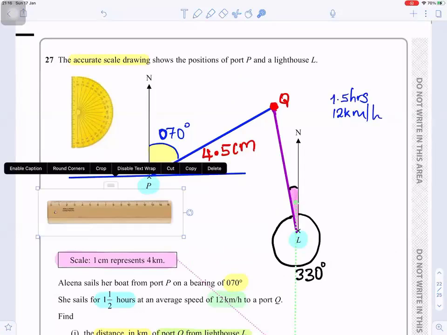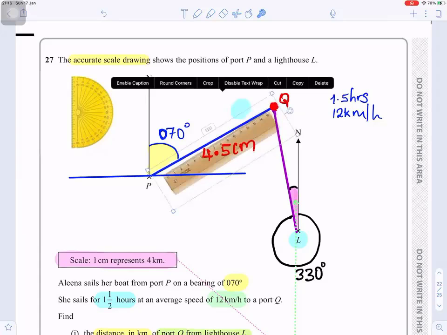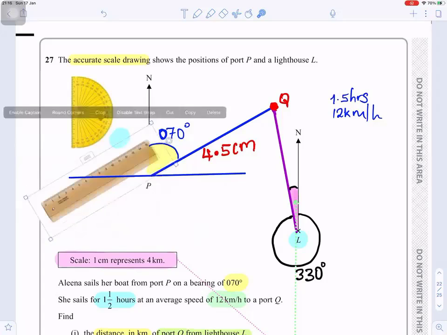So you would use the ruler and measure 4.5 centimeters and mark it on your diagram. And that angle is all 70 degrees. And that point where you mark it, that would be Q.